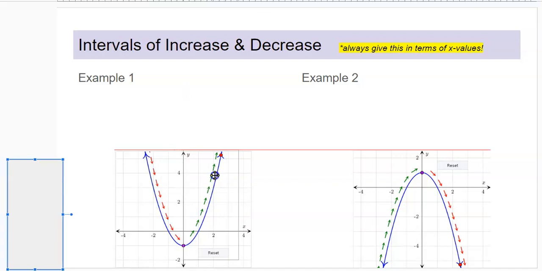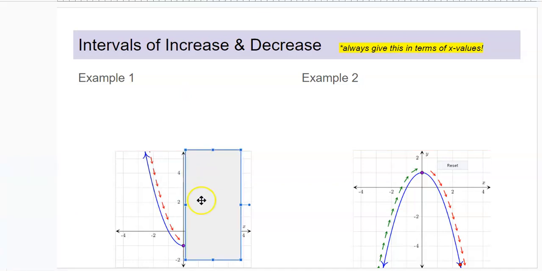So again, I'm going to use this to cover the part that I'm not looking at right now. This is the downhill part of this parabola. So it's an interval of decrease. So where is it decreasing? You give your x values, interval notation, from negative infinity, and it stops at the x value here, which is 0. So from negative infinity to 0, we are going downhill. We are decreasing.